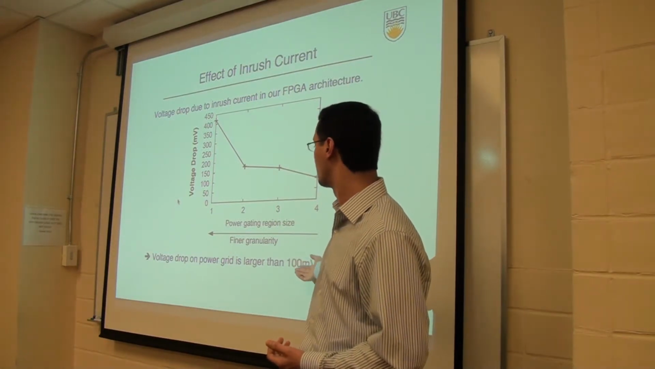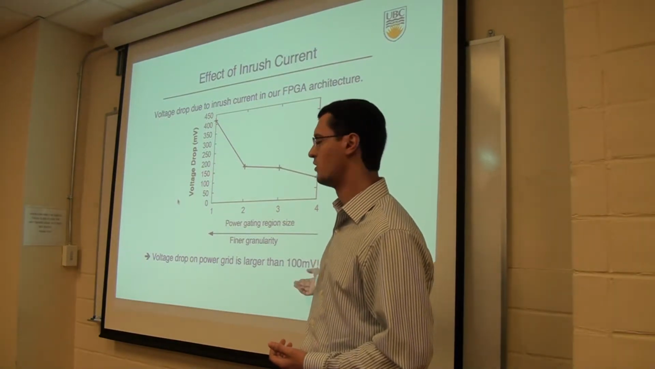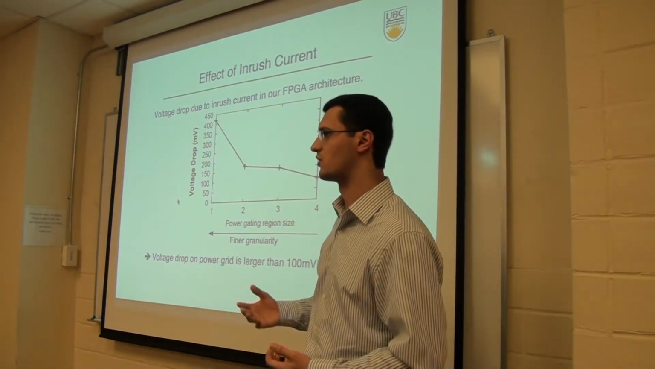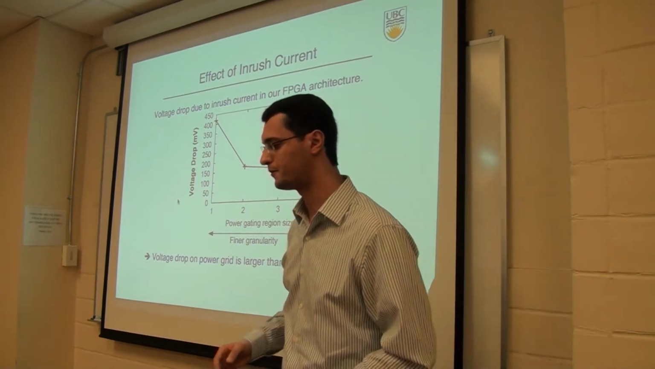And usually they use 50 millivolts as a constraint on the voltage drop. So this is a large amount, and it means there is a danger of using this architecture without handling inrush current properly.